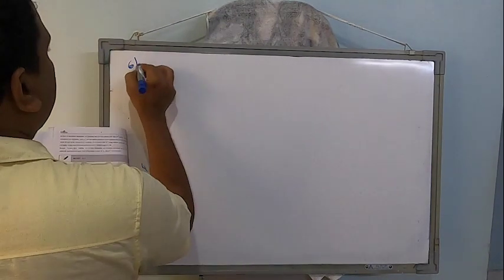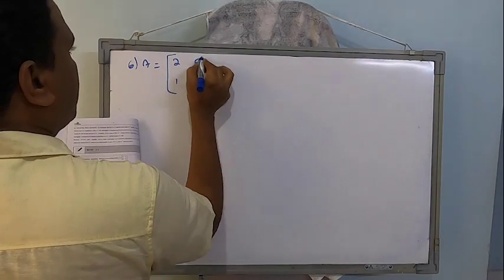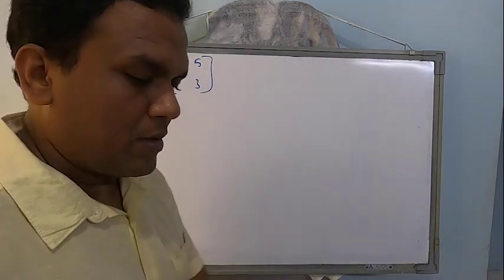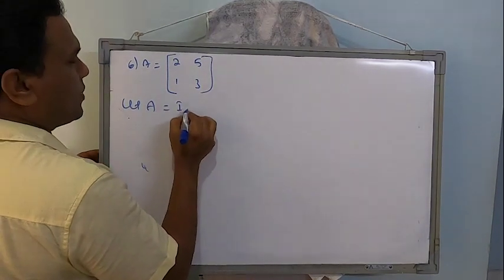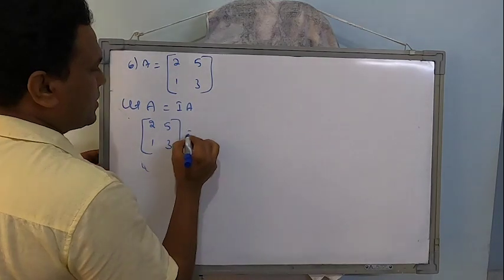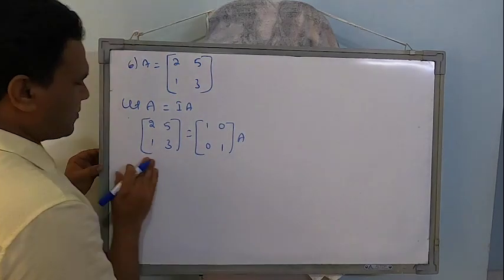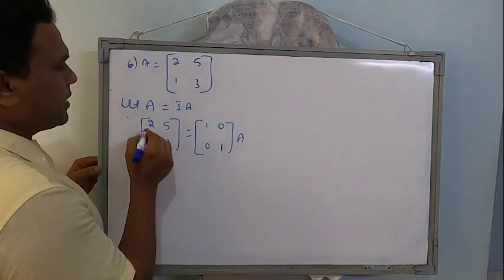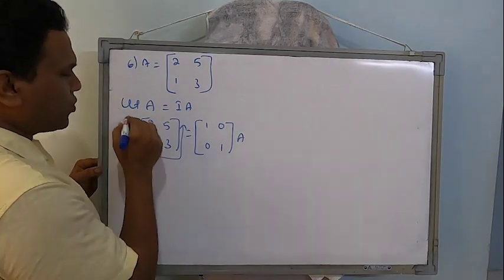So problem number 6. A is equal to [2 5; 1 3]. So let me start with, let A is equal to I multiplied by A. So [2 5; 1 3] is equal to [1 0; 0 1] multiplied by A. So what was my intention? This has to be made as 1. Correct? Now I am going to start with the row-wise operation.